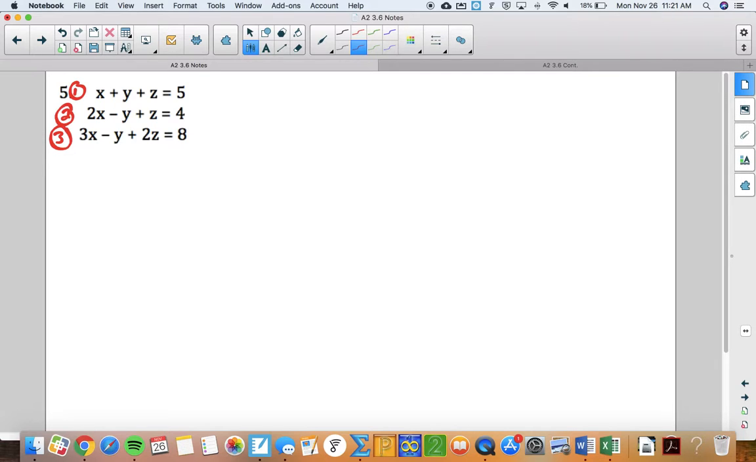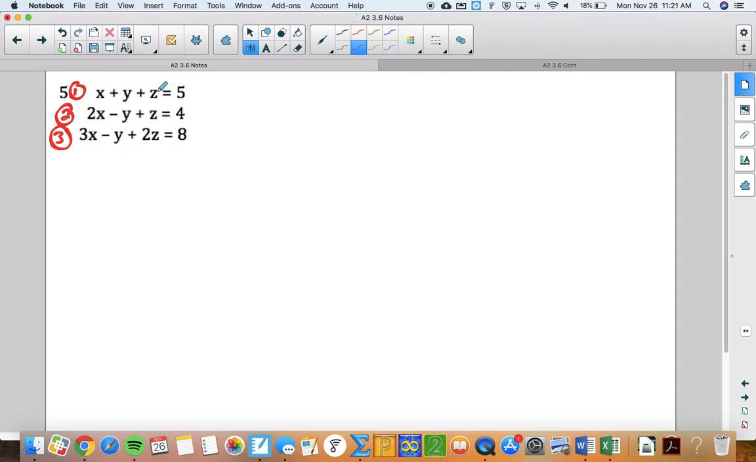And ideally you're looking for a coefficient of 1. Now if I look in equation number 1, they all have coefficients of 1. However, if I look at the x, if I want to cancel out with this equation, I'd have to multiply the top one by -2. And then separately, I have to cancel out the x with this equation. I'd have to multiply it by -3. So it's doable. I just have to do some multiplying.